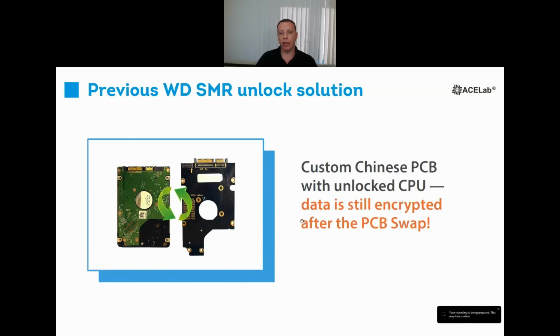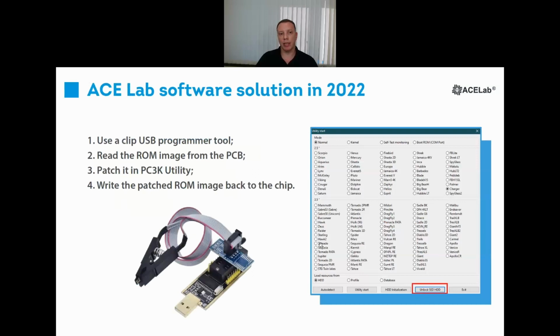But even after using this special board, the data on such a drive were completely encrypted, because the encryption keys were located in the original CPU, so it was necessary to use the native PCB. And right now we have a solution which allows you not to use a special unlocked board anymore. The only thing you should have in your lab in this case is some kind of external programmer device to be able to read and write ROM from the native PCB.